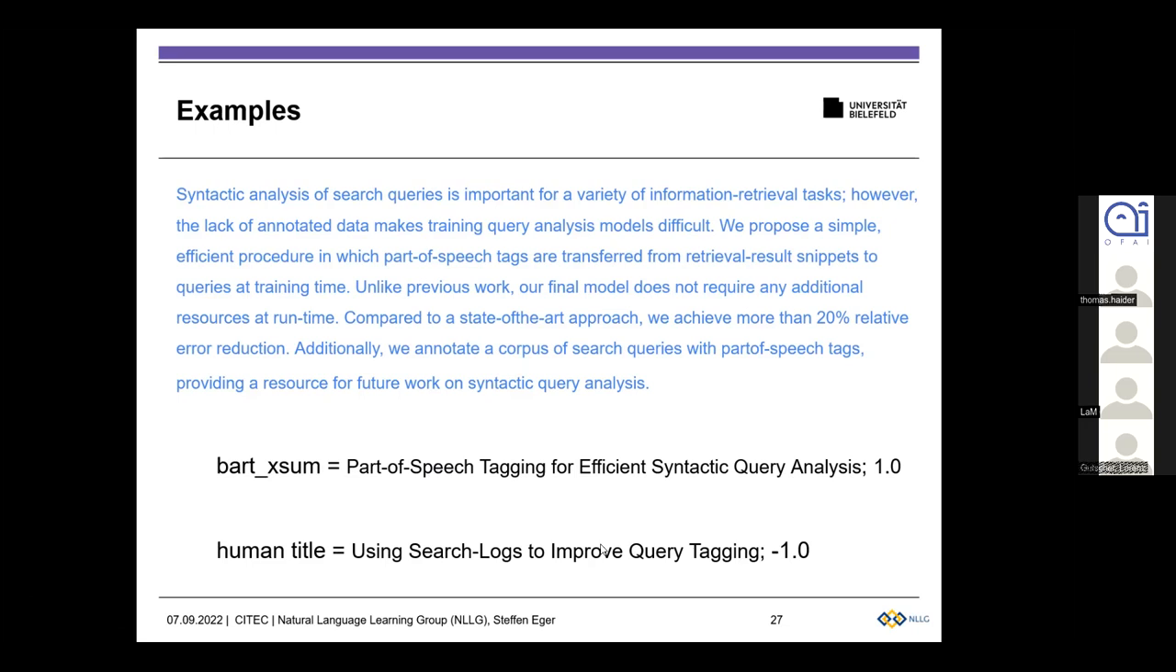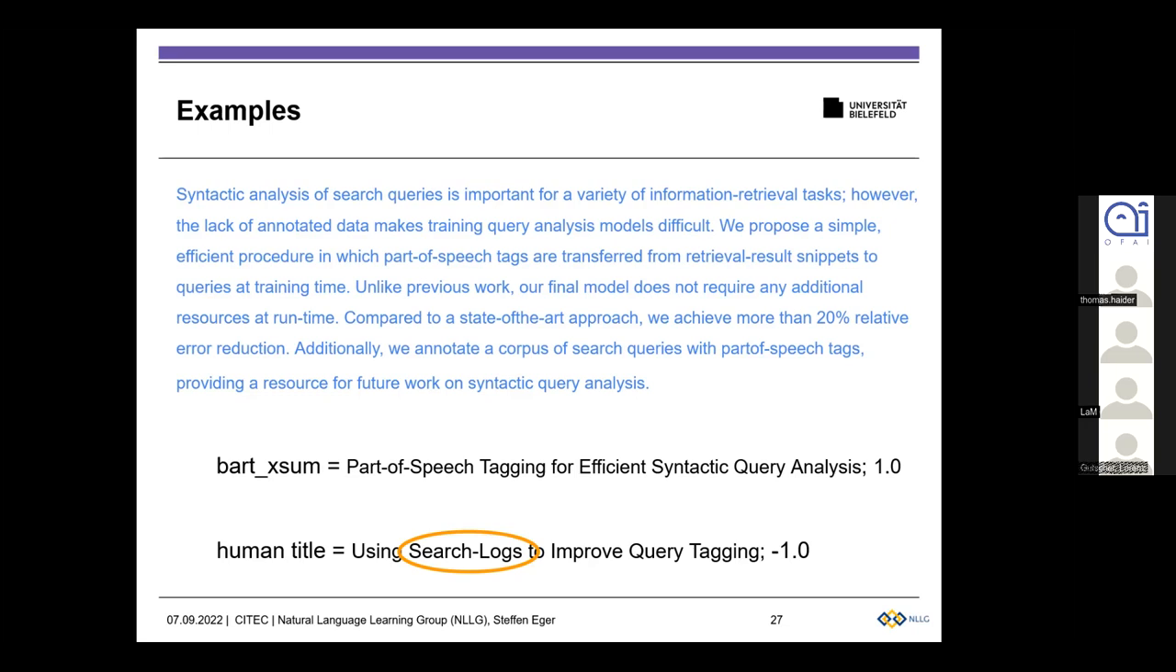Now, why has the human title been selected as worst? We think it's because of the word search logs, which does not appear at all in the abstract. So apparently our human annotators, when they read this title, believed that the text generation system was hallucinating. So it's producing a word that is totally irrelevant. And therefore we suspect they labeled this as the worst title.